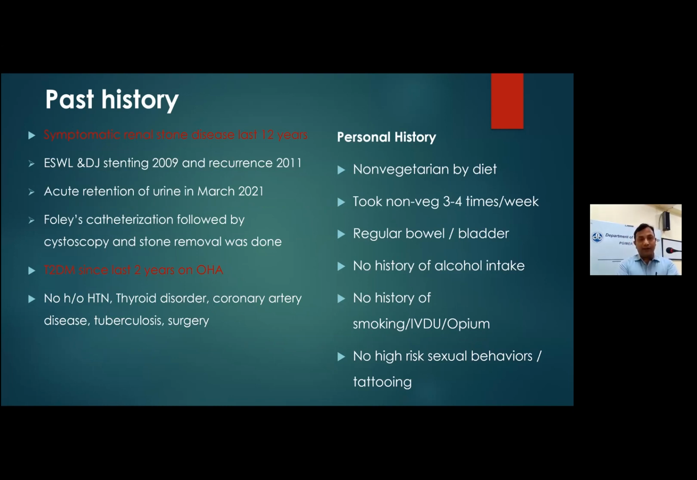He was on oral hypoglycemic agent, but there was no history of hypertension, thyroid disorder, coronary artery disease, tuberculosis, or any past history of surgery. On his personal history, he is a non-vegetarian by diet. He used to take non-veg meals 3 to 4 times a week. His bladder and bowel habits are regular.